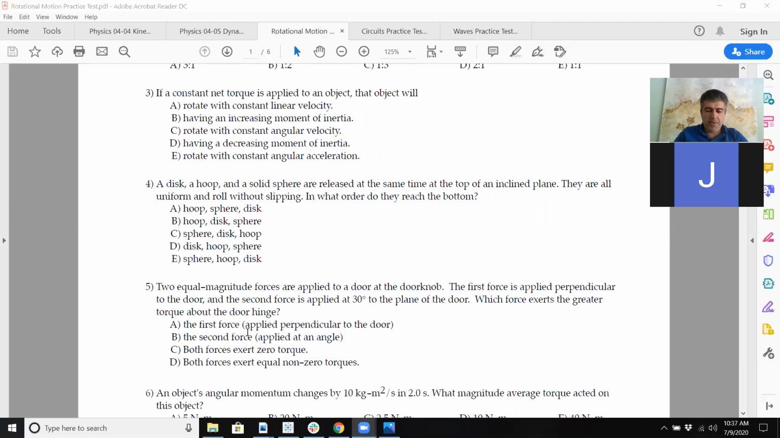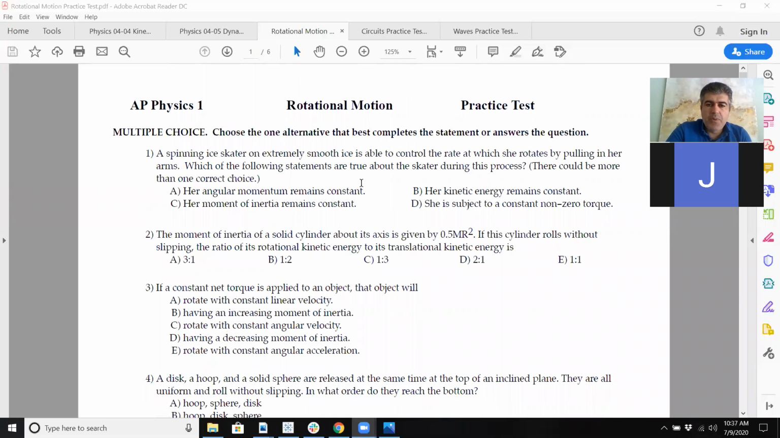Okay, so we'll start with number 1. What's happening here? A spinning ice skater on extremely smooth ice is able to control the rate at which she rotates by pulling in her arms. Which statements are true about the skater during this process? It could be more than one correct choice. Now, remember, she's going to spin faster when she pulls her arms in.